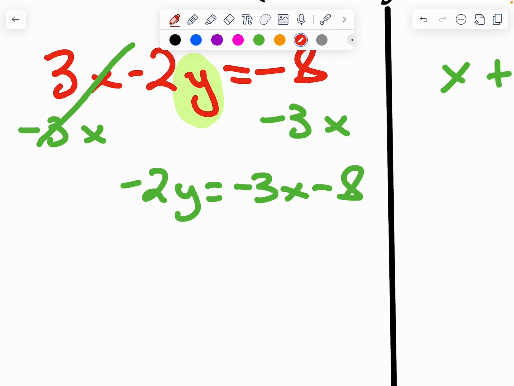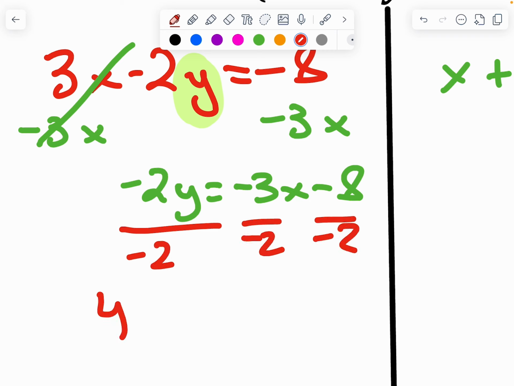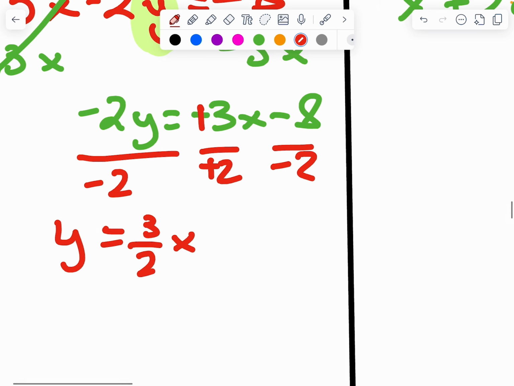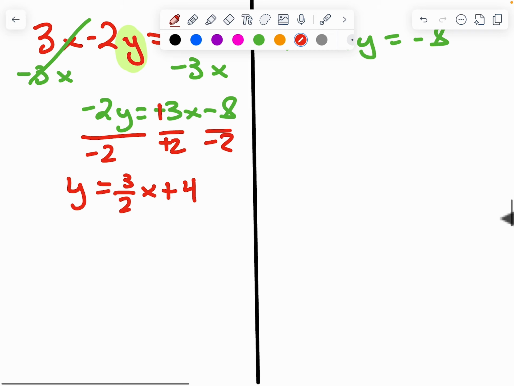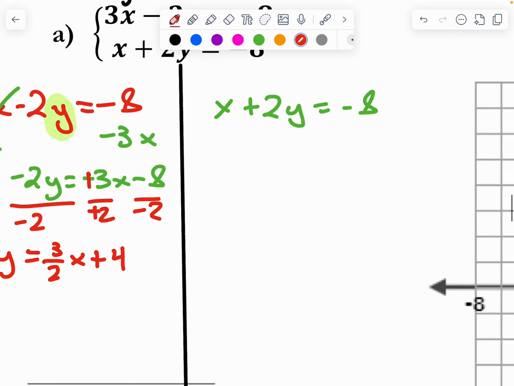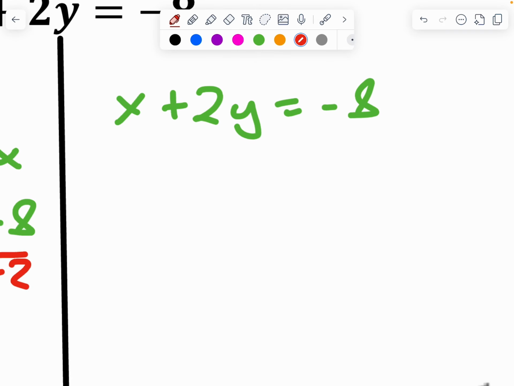My next step is to divide this by negative 2. And I get y is equal, a negative divided by a negative is a positive. And then 3 and 2 are prime to each other, which means they're not going to divide into something nice. So we're just going to leave it as is. And then I know that negative 8 divided by negative 2, a negative divided by a negative equals a positive, right? So these are going to be positive, and we're going to have a positive 4. Perfect. We'll come back to that. Now let's go ahead and finish this one off.